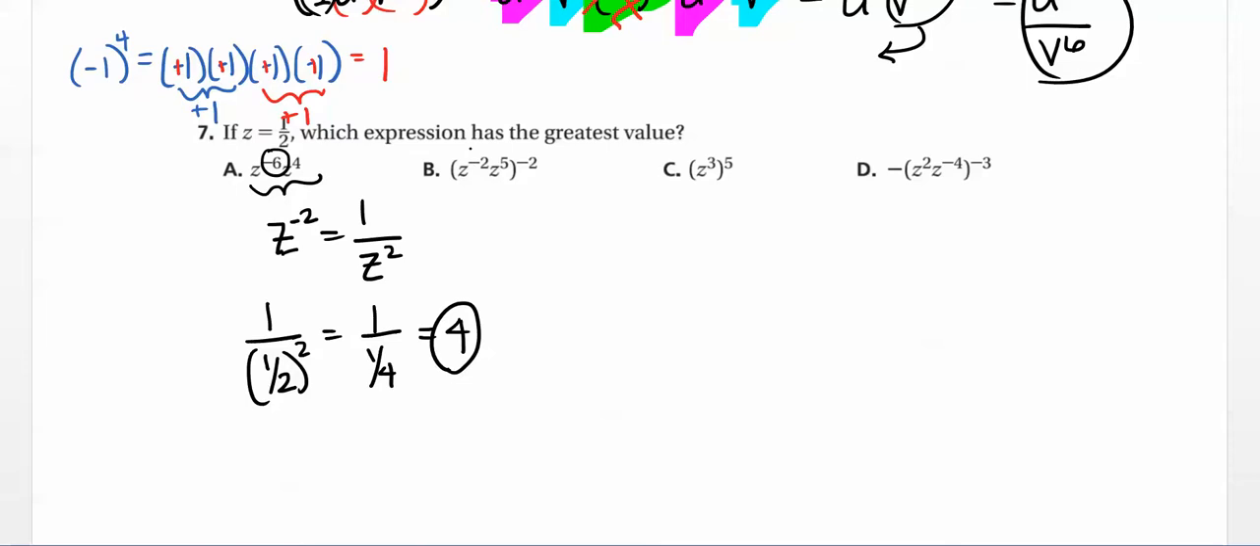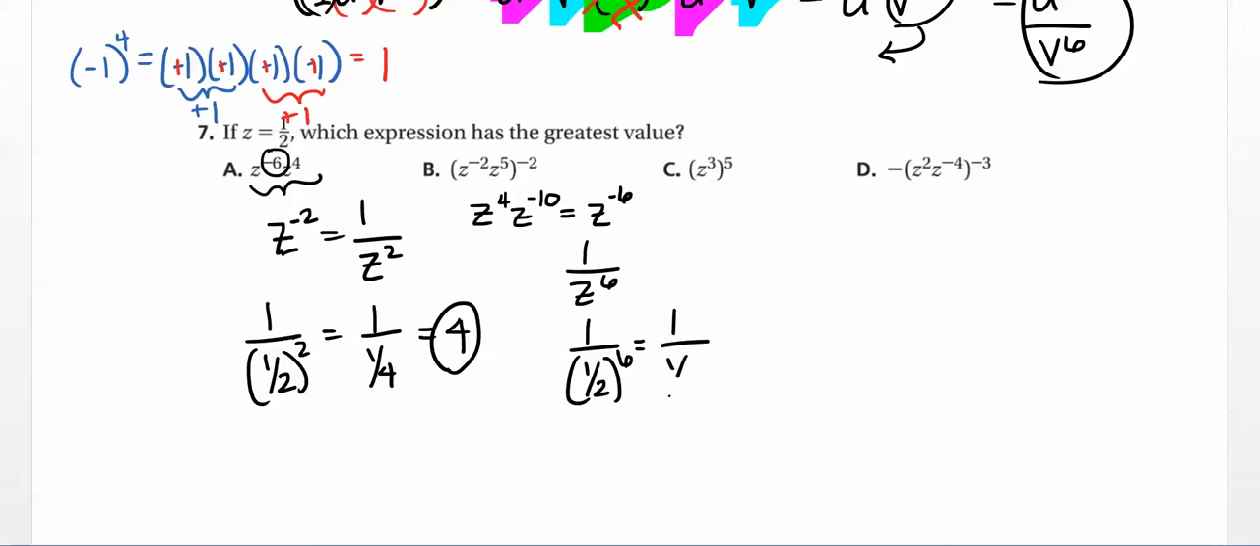Okay, now this one, I've got the power to a power rule, so that's z to the positive 4th, z to the negative 10th, which is z to the negative 6th, which is 1 over z to the 6th. So that's going to be 1 over 1/2 to the 6th, which is 1 over 1/64. 2 to the 6th is 64. This actually gives you 64. So A is out of the running.